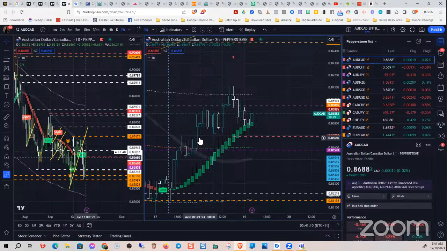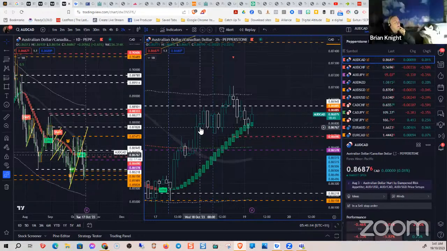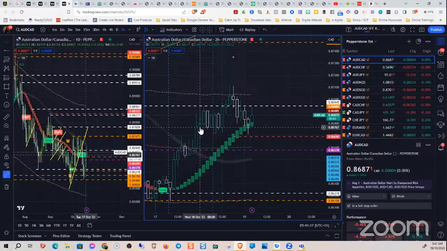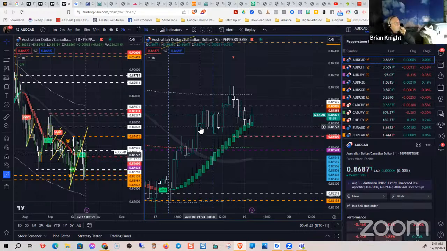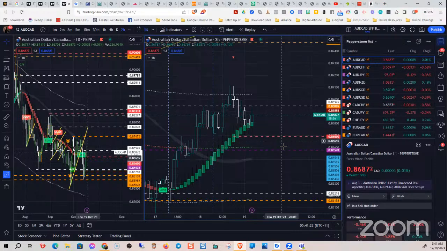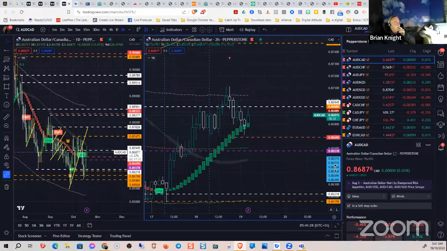Yeah. So my entry is at that candle. Which means price is going to have to come back up, fail to break this high, and then push back down and break that green candle, and we're going to get a decent push. Yeah.